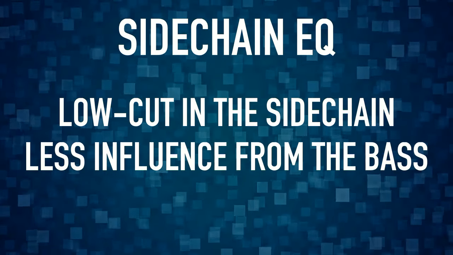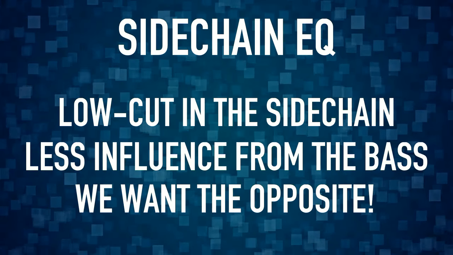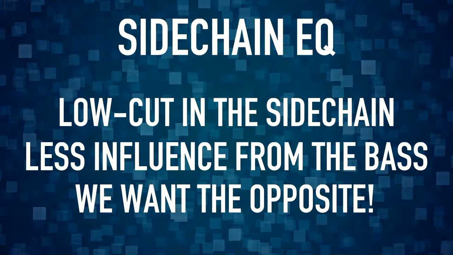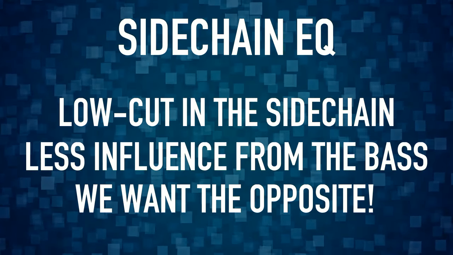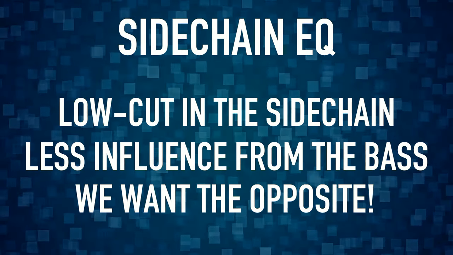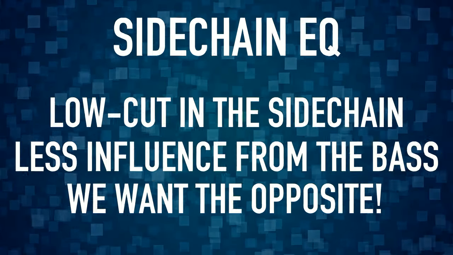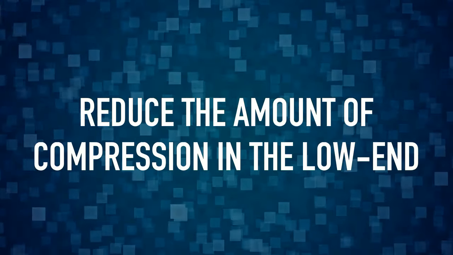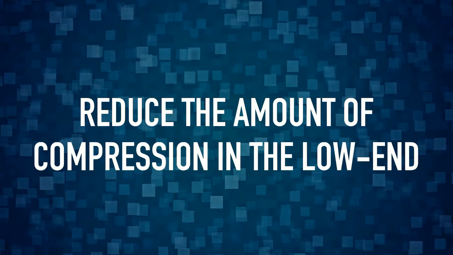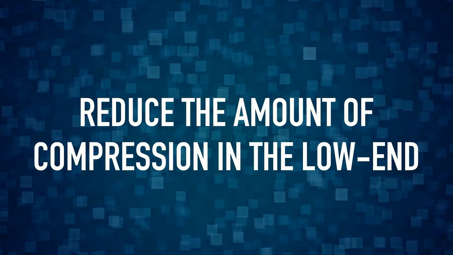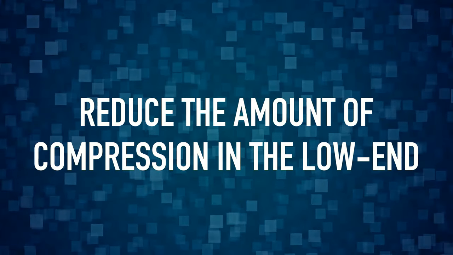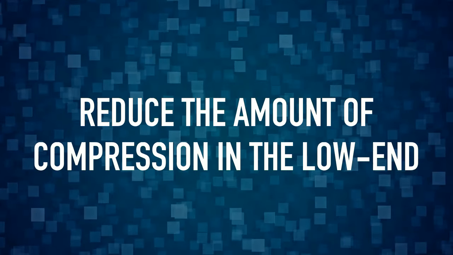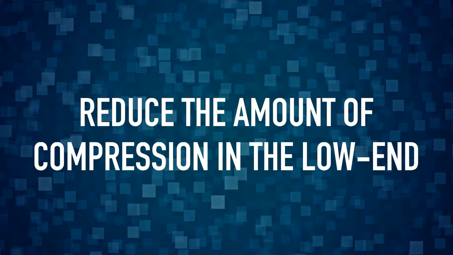The reason why I mentioned this is that we kind of want the opposite of that. We want to keep the full mix in the sidechain so that the low end can trigger the compressor and we get that musical bounce. And then the trick that we're going to talk about is to reduce the amount of actual compression in the low end. So this will give that musical bounce while also keeping the loudness of the low end. And this is often the best solution to the problem.